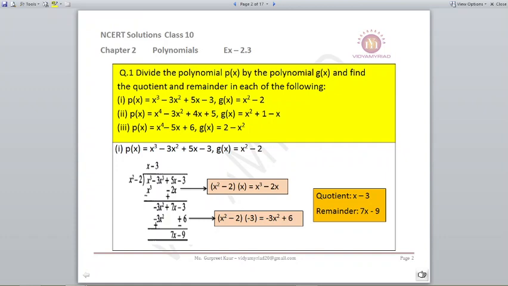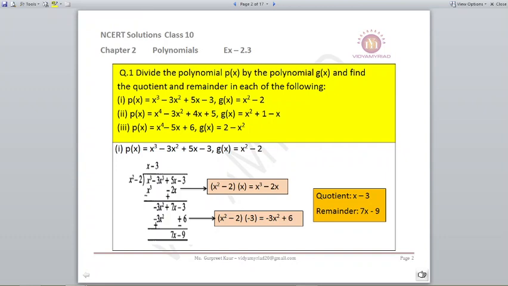So let's begin with question number 1. Divide the polynomial p(x) by the polynomial g(x) and find the quotient and remainder in each of the following. Number 1: your dividend is x cube minus 3x square plus 5x minus 3, and your divisor is x square minus 2. Now I will explain this question in detail.